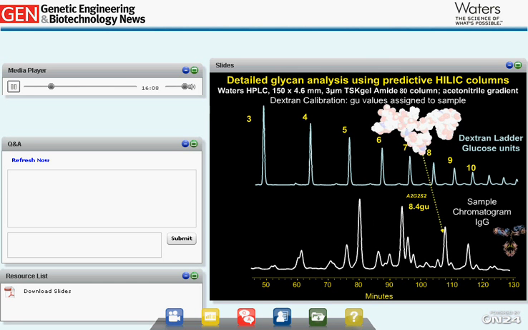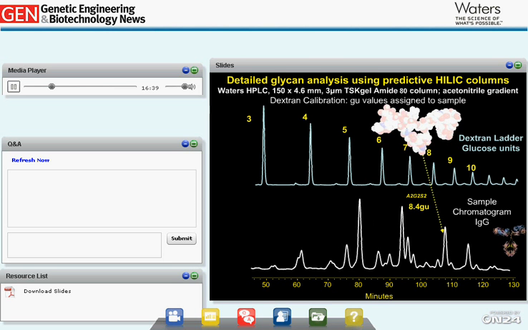We then separate our pool of sugars from our sample. This is released glycans from IgG. And we then run those out on the same column. And that enables us to use the software to assign glucose unit values to each of these peaks. So you can see a peak here at about 110 minutes. And by matching it with the ladder above, it has a glucose unit value of about 8.4 glucose units.